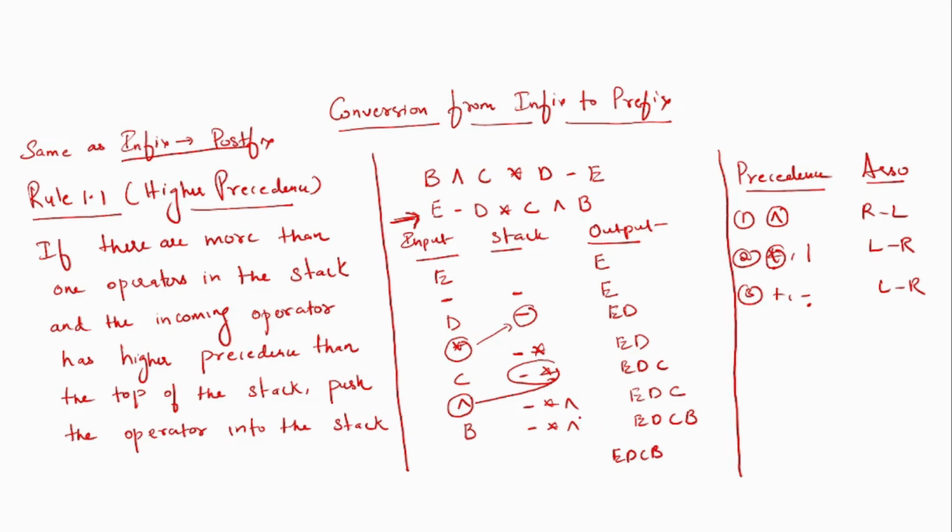I will write e d c b as it is. The first operator I will pop is exponential, and then multiplication, and then minus. So we are not done with this, right? This is a postfix expression, so we need to just reverse it, right? So I will say here minus star exponential b c d and e, right? So this is our prefix expression for this infix expression, right? This is rule number 1.1, right?